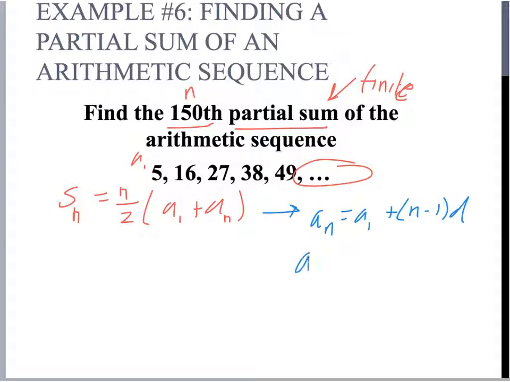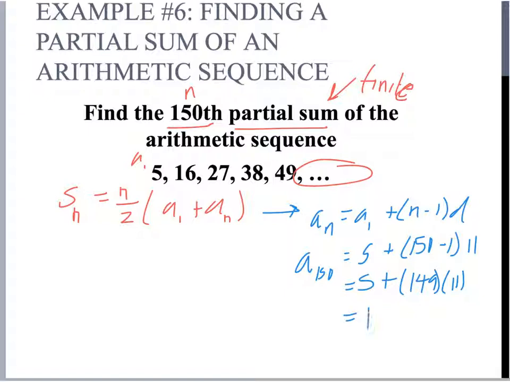A sub n would be a sub 150 because we know that n is 150. The first number in the sequence is 5, plus the number of terms is 150. And then the difference, well, the difference between 5 and 16 is 11. So we would have 5 plus 149 times 11. 149 times 11, let's see, plus 5 is going to give you 1,644. So that's the 150th term.